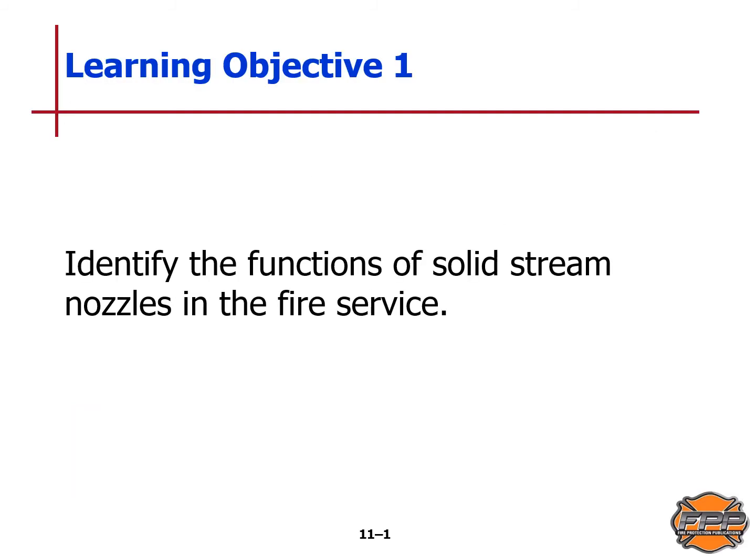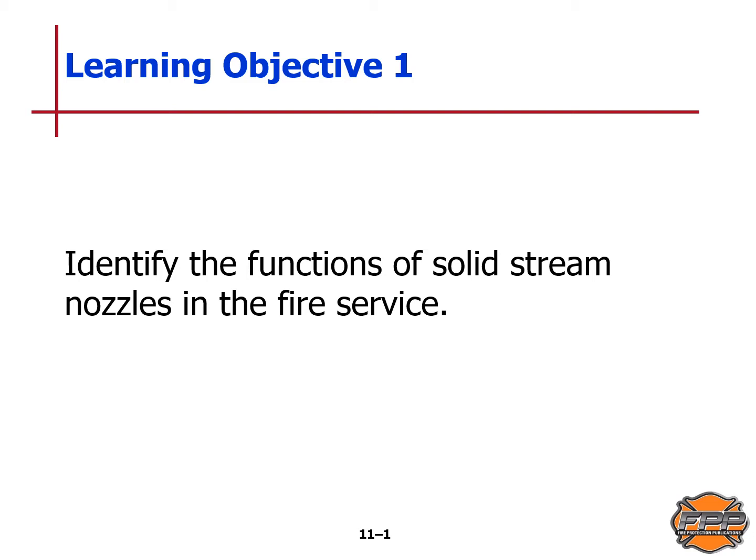I'm going to list all of the learning objectives we're going to cover in this chapter, and they are as follows. Once this course is completed, you will be able to identify the functions of solid stream nozzles in the fire service. Objective 2 will be to identify the functions of each type of fog stream nozzle in the fire service. Objective 3 will be to identify the functions of each type of broken stream nozzle in the fire service. Objective 4 will be to demonstrate how to calculate nozzle pressure and nozzle reaction in various types of nozzles.